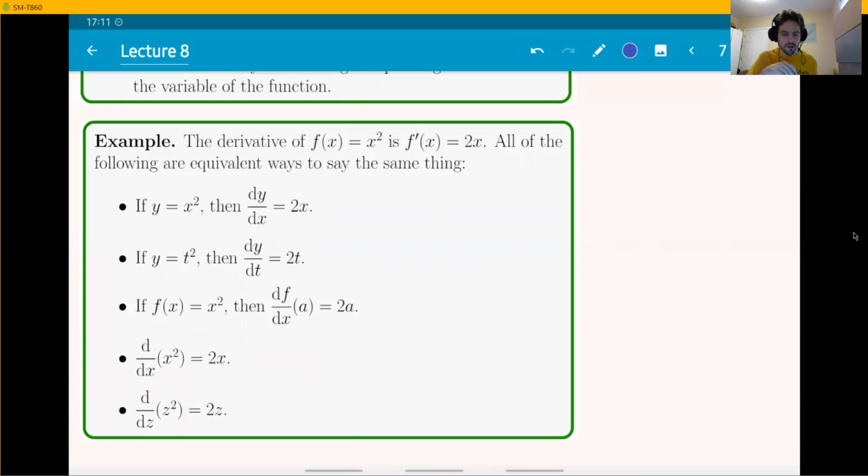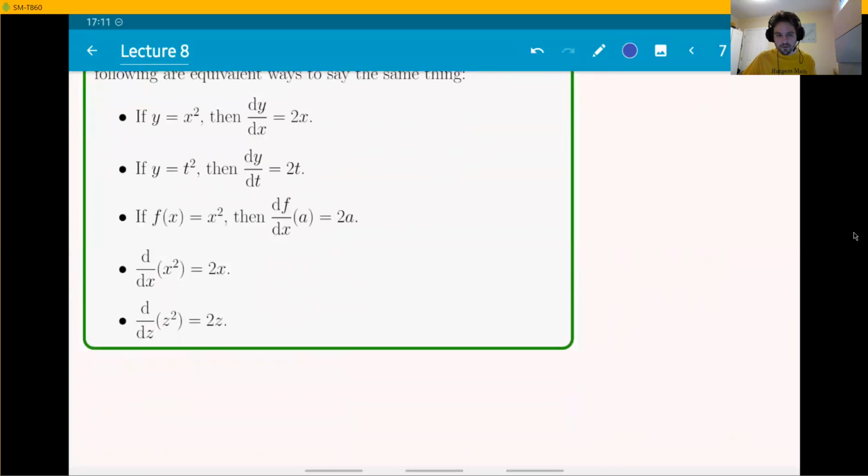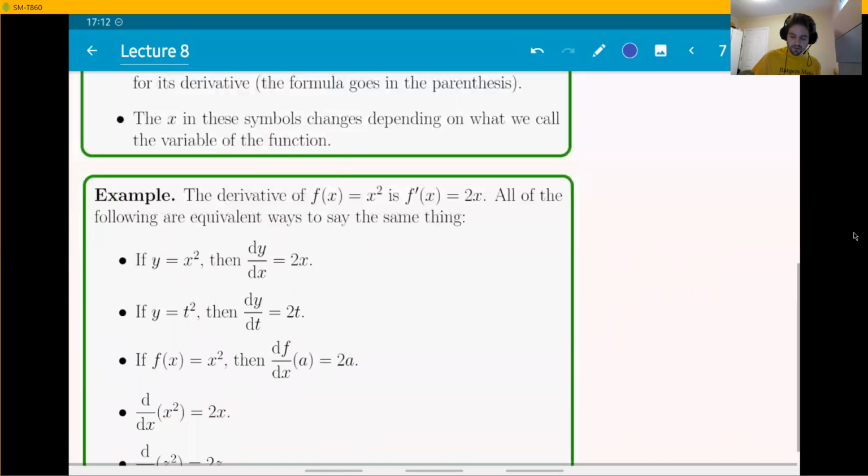There are occasions when one notation is preferred over the other. As long as you're able to understand what they all mean, we shouldn't worry too much about this. Just be aware that the notations exist. There's even more if you are from a physics background. Derivative with respect to time is usually denoted by a dot instead of a prime. So you may see this also. But anyway, let's move on.